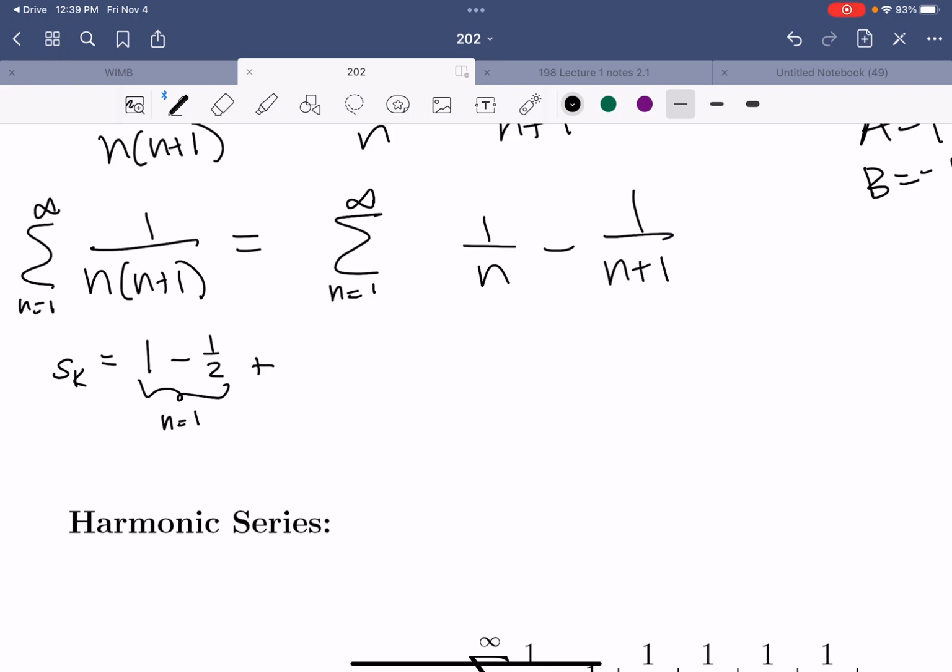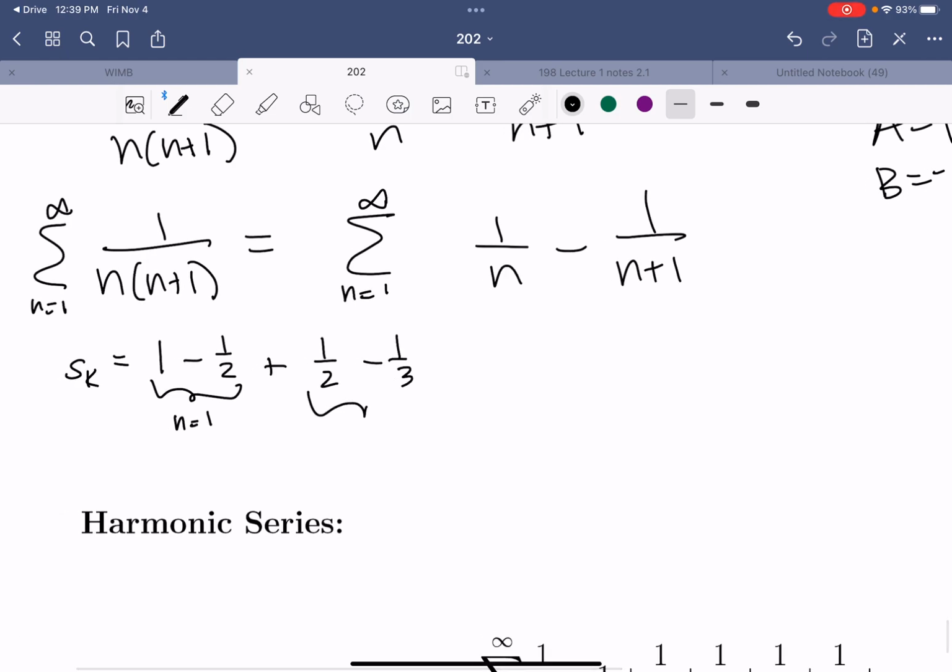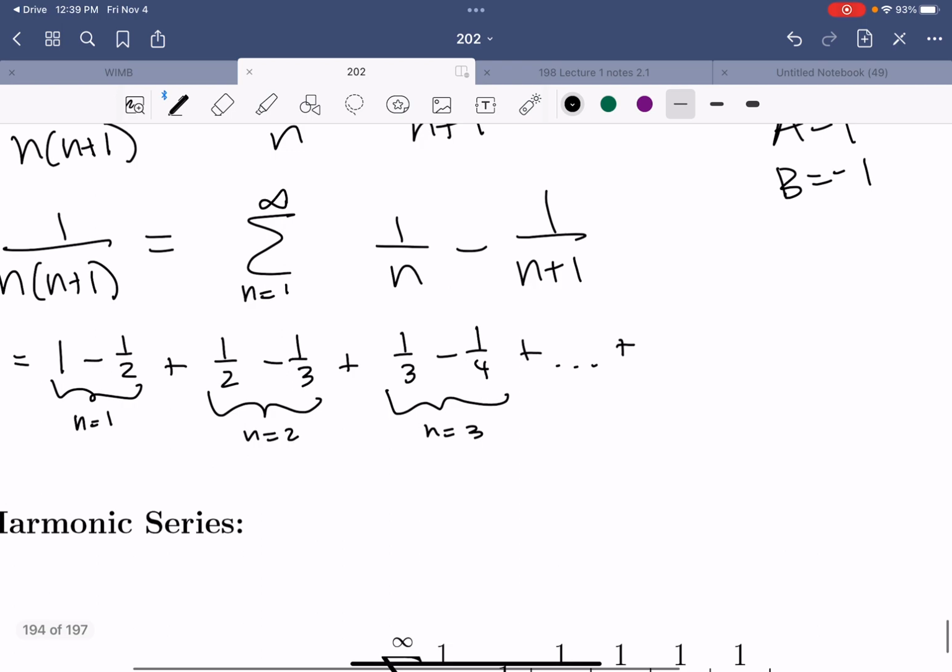Then we're going to add on when you plug in 2. When you plug in 2, that's plus 1/2 minus 1/3. That's your n equals 2. Then you get 1/3 minus 1/4. That's your n equals 3. All the way out to 1 over k minus 1 over k plus 1, where these two are your n equals k term.